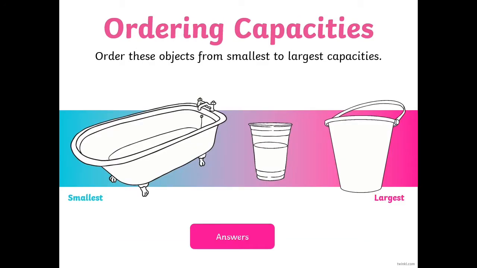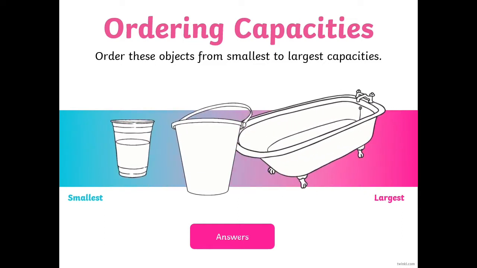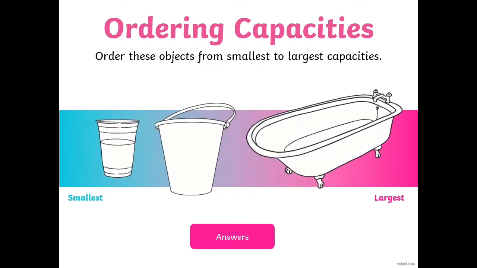Okay, we also need to order capacities. Let's have a look at these capacities and order them from smallest to largest. Do we think that the bathtub, the cup, or the bucket is going to be the smallest? Which one do you think will be the largest? Let's check the answer. That's right, the cup is the smallest, the bucket is in the middle, and the bathtub is the largest capacity. It holds the most.